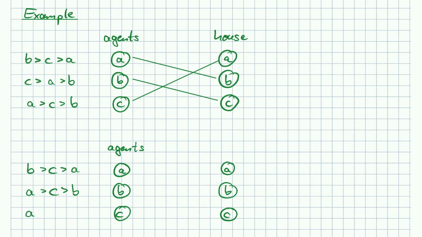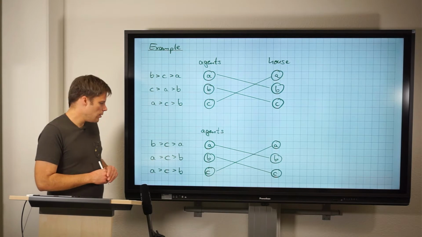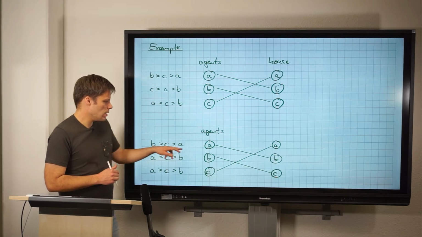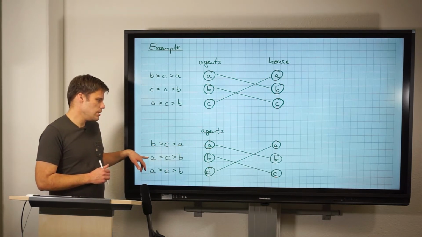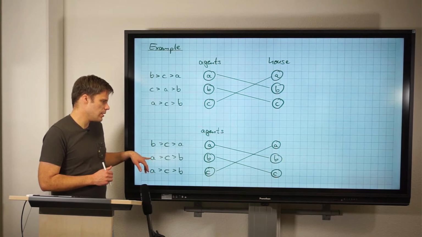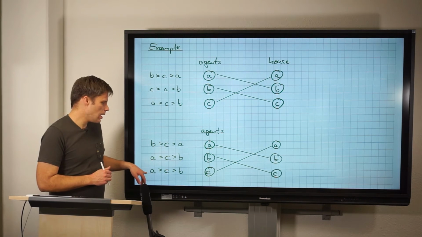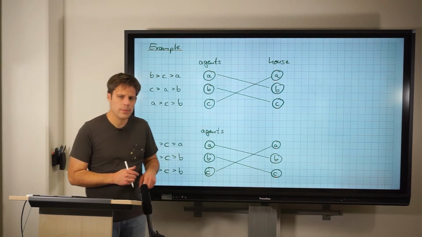And the preferences of agent C we don't modify either. What would happen if we now did the same exchange? So, how happy are people now? Agent A still gets the preferred house. Agent B does not get the preferred house. Agent B gets only the second preference, and agent C gets again the most preferred house.